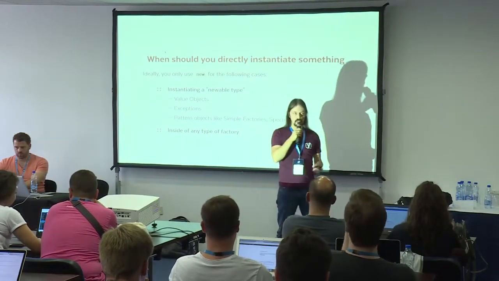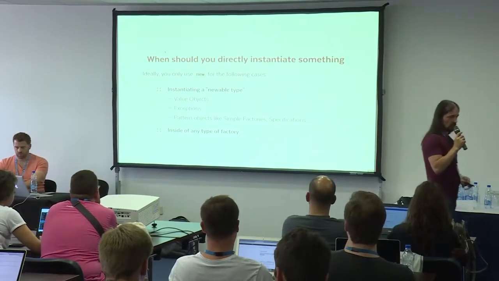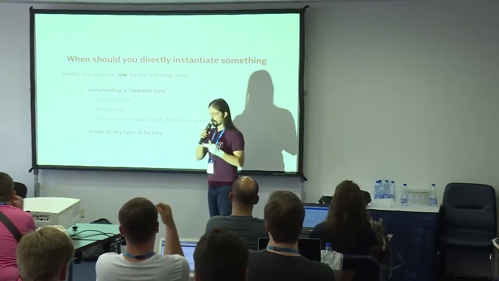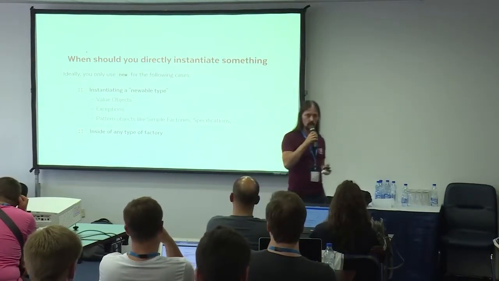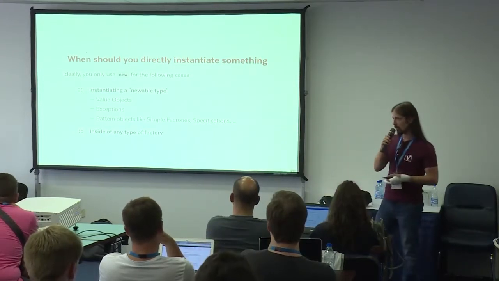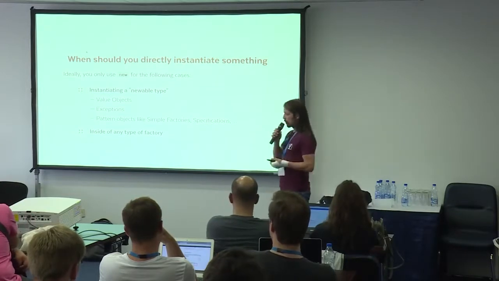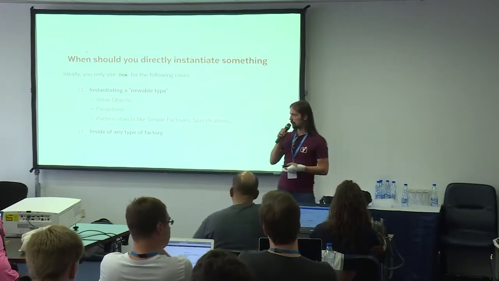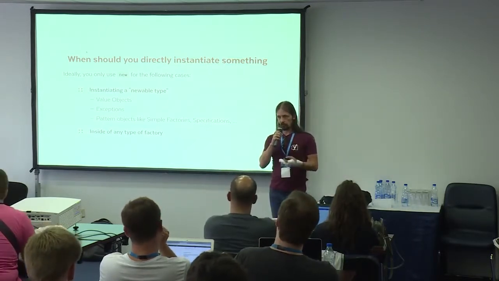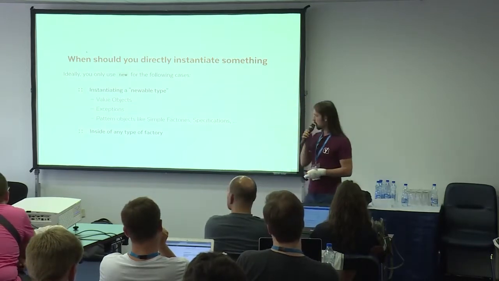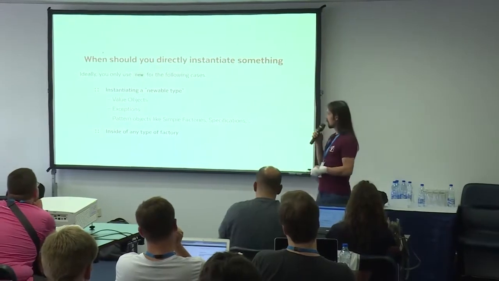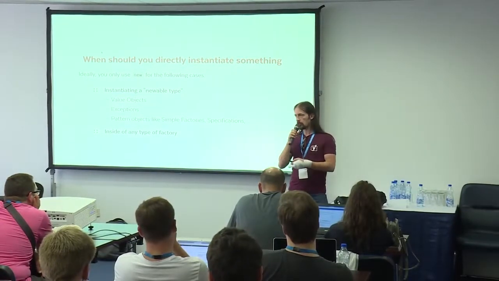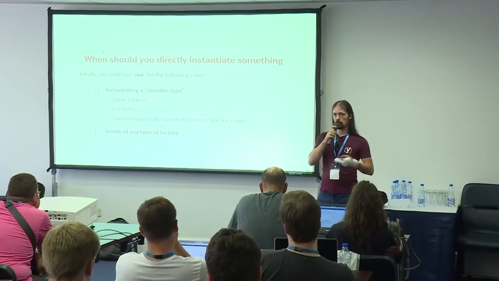So given that you have multiple ways of instantiating something, when should you use the new keyword? Because most of the time, people just default to the new keyword and use it for all the instantiations that they need. The new keyword should only be used for newable types, which are types that are meant to be instantiated on the spot immediately. Exceptions would be an example of this. Value objects would be an example, like, for example, the DateTime object. You will not create a factory to create implementations of DateTime. You will just use it as is.